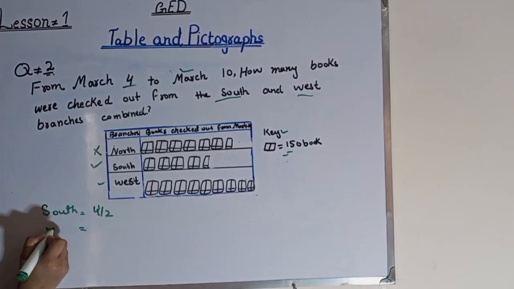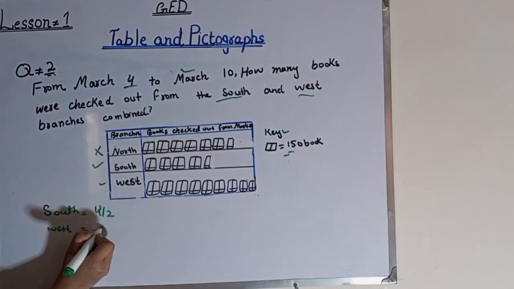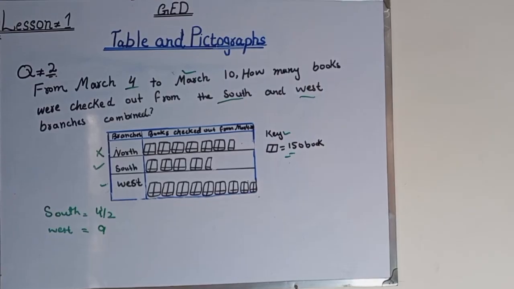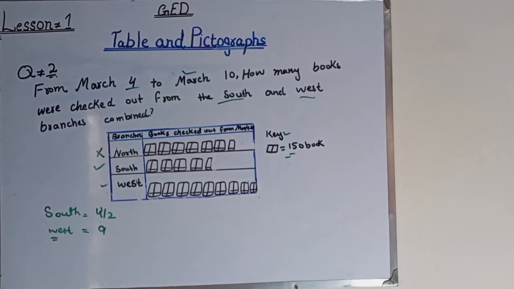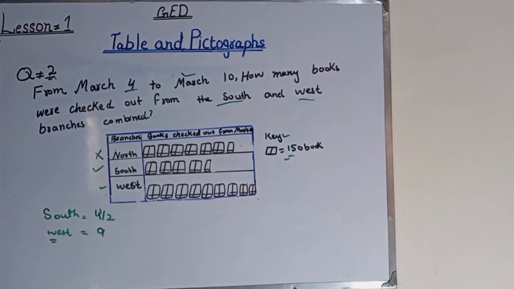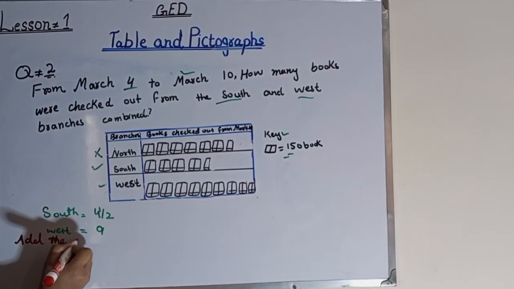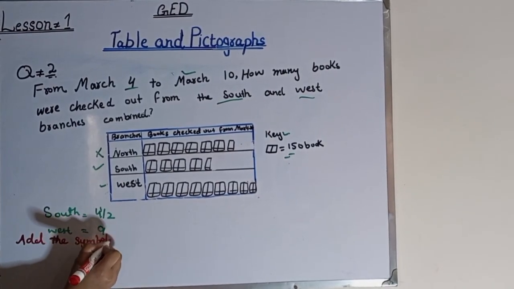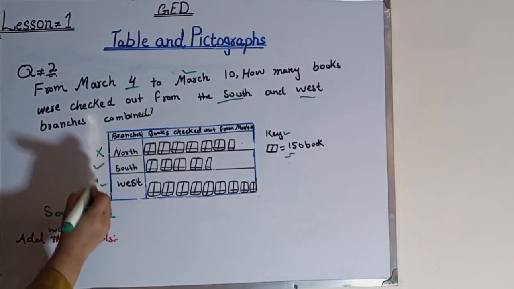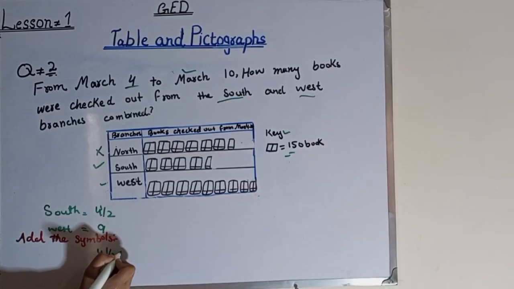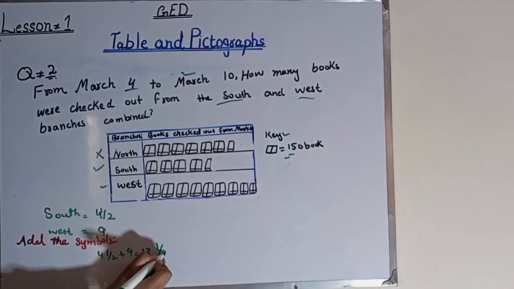In the west: 1, 2, 3, 4, 5, 6, 7, 8, 9. Now we will add the symbols. Four and a half plus 9 is equal to 13.5 symbols.